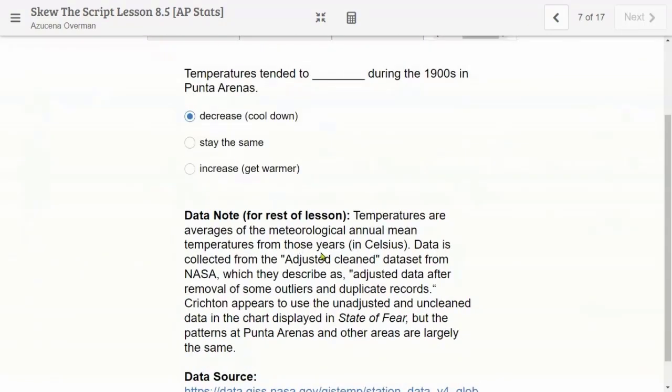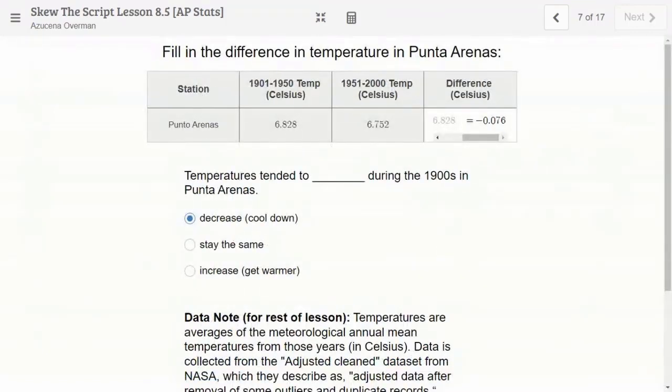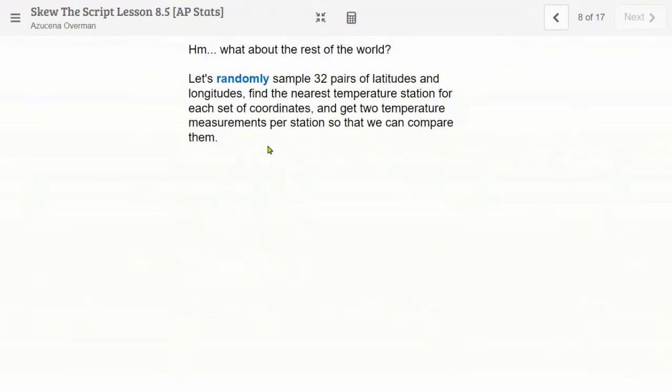Now, temperatures are averages of the meteorological annual mean temperatures from those years in Celsius. Data is collected from the adjusted clean data set from NASA, which they describe as adjusted data after removal of some outliers and duplicate records. He appears to use the unadjusted and unclean data in State of Fear, but in this case it's not a big deal because the unadjusted and the adjusted seem to be matching pretty well. All right. So that is a data point. That is a piece of evidence that doesn't support global warming.